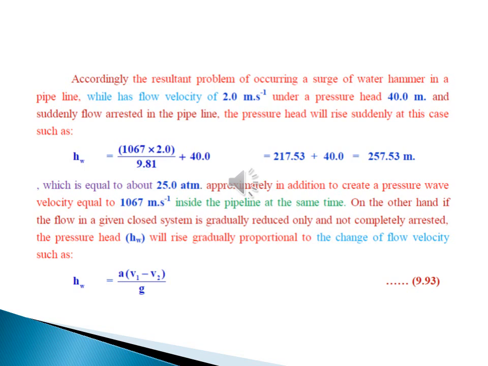On the other hand, if the flow in a given closed system is gradually reduced only and not completely arrested, the pressure head HW will rise gradually, proportional to the change of flow velocity, as shown in the enclosed equation.